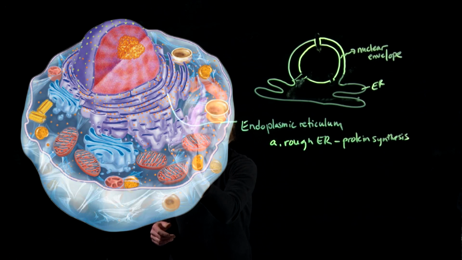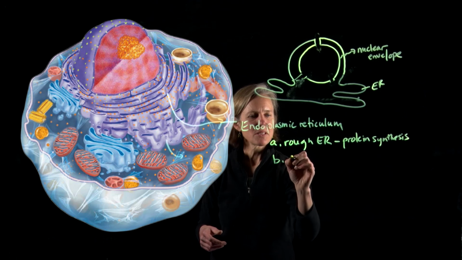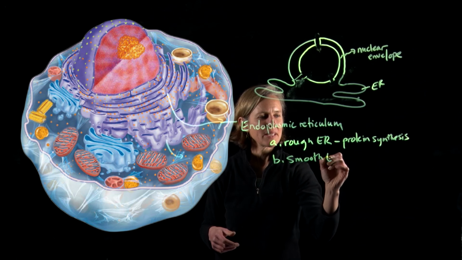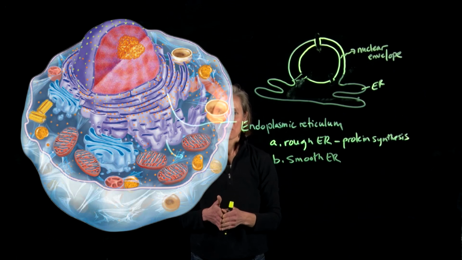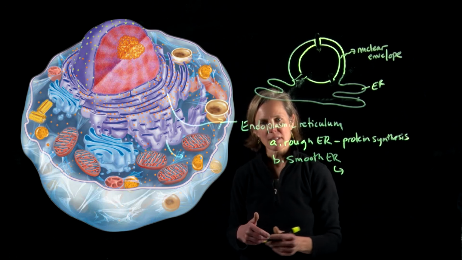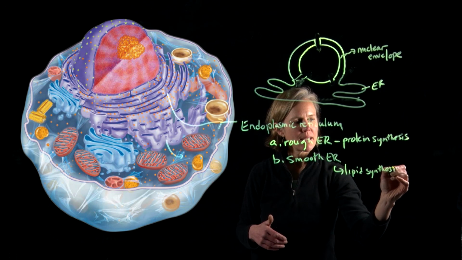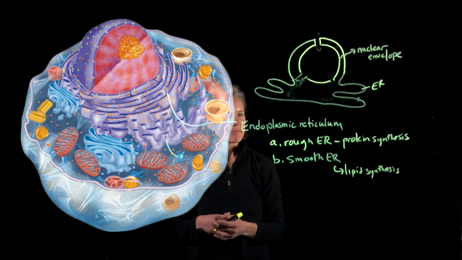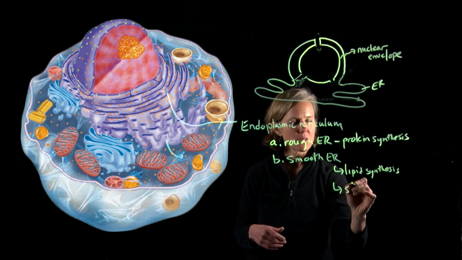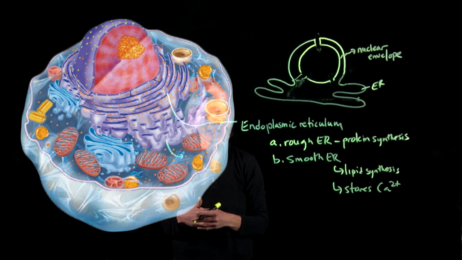Out here, continuous with the rough endoplasmic reticulum, is the second type of ER, which is called smooth ER. And it's smooth because it doesn't have any ribosomes associated with the surface of the membrane. Rather, the smooth ER is an important site of lipid synthesis. This is where phospholipids are made, and it's also an important site for the storage of calcium. Calcium is an ion that's important for regulating many different reactions in the cell.